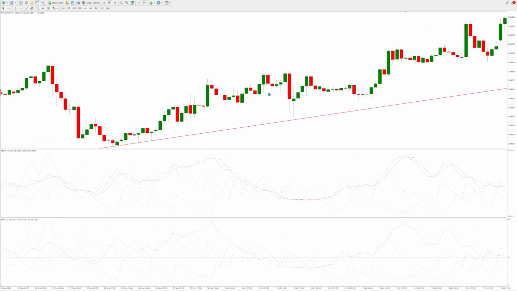Obviously, in choppy markets such as this range here, there's going to be multiple crossovers, which is why I would never use the ADX for an entry by itself. Instead, I would use it maybe just to confirm a signal or to avoid trading in a choppy market.